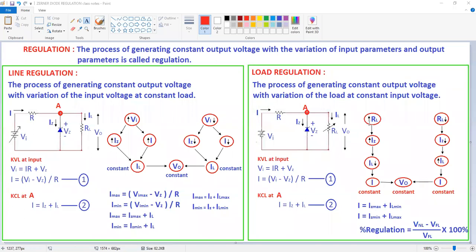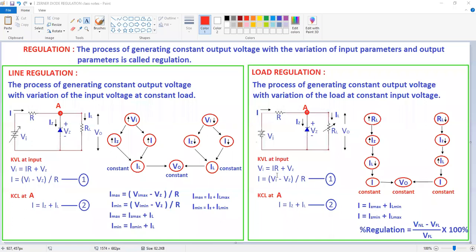Okay, I'm increasing my load resistance. When you increase the load resistance, the Zener current is also going to increase. Before this concept, first understand this equation. Now here I am explaining this equation. I is equal to Vi minus Vz by R.